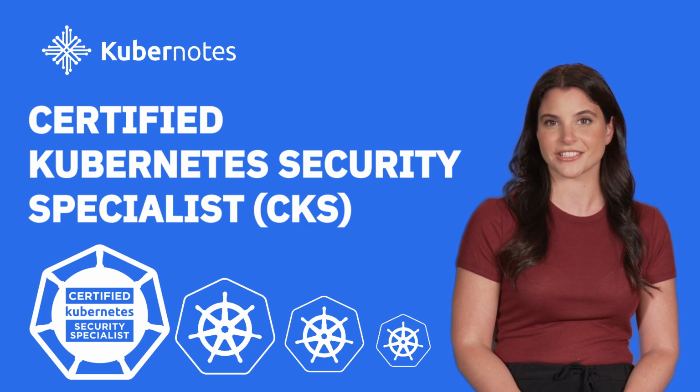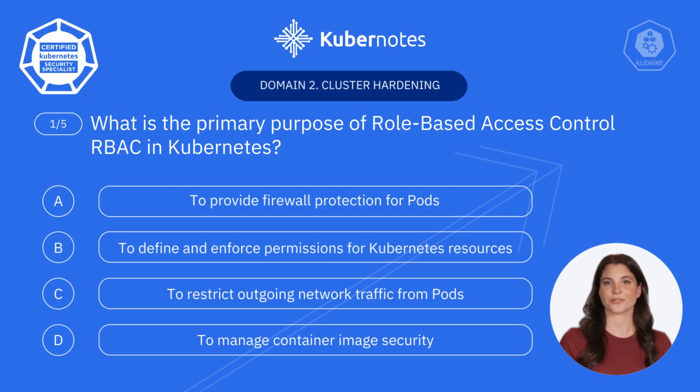Now, let's get started. Here comes question 1. What is the primary purpose of role-based access control (RBAC) in Kubernetes? A. To provide firewall protection for pods. B. To define and enforce permissions for Kubernetes resources. C. To restrict outgoing network traffic from pods. D. To manage container image security.